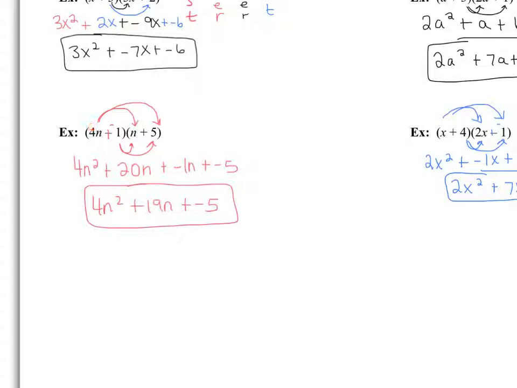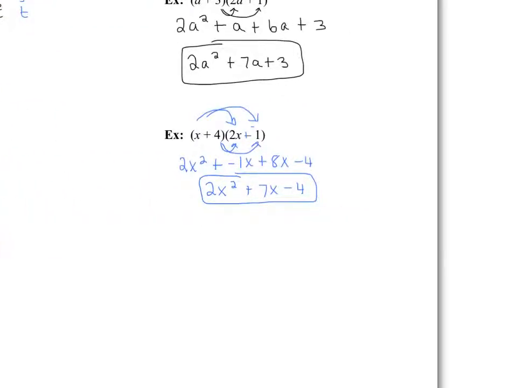So you're really just distributing twice, so 4n times n is 4n squared plus 20n. I change this to plus negative, so then you have plus negative 1n plus negative 5. You can combine these to get 19n. 4n squared plus 19n plus negative 5. Then you have x times 2x is 2x squared plus negative 1x plus 8x plus negative 4. You can combine these to get 7x, so 2x squared plus 7x plus 4.